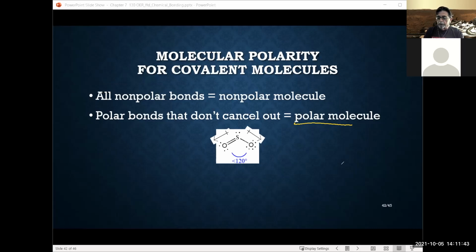Let me give you another example. Let's take that methane that I did earlier. I said, okay, we have hydrogen. I'm trying to draw it three-dimensionally. We all agree carbon and hydrogen, non-polar bond, overall non-polar molecule. But let's do this. Let's take one of those hydrogens and substitute it with a chlorine.